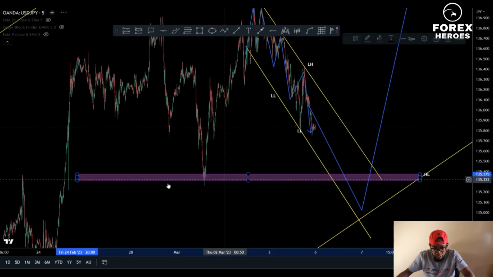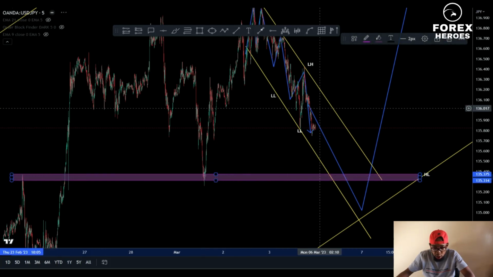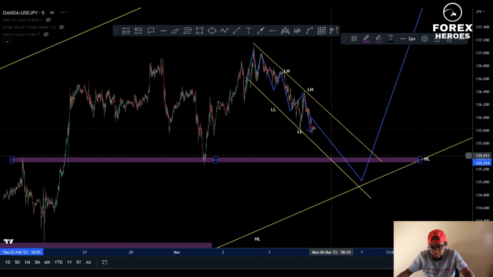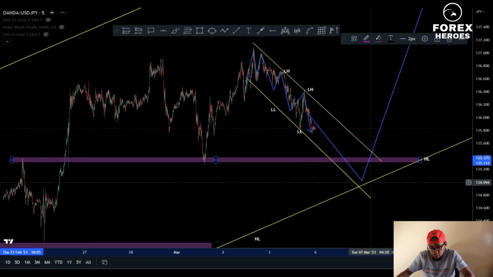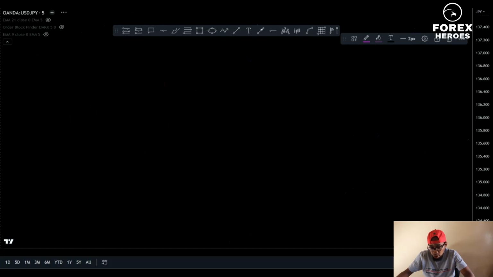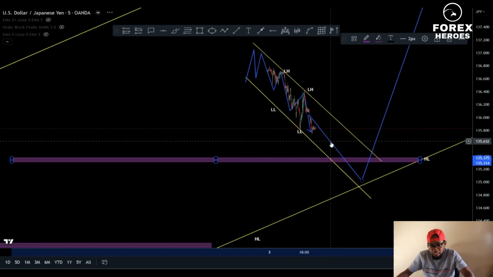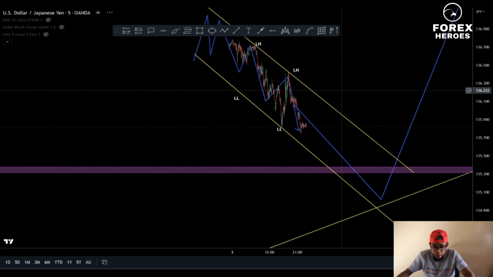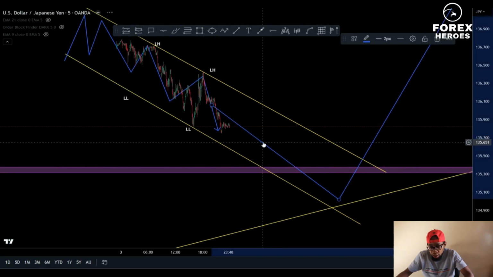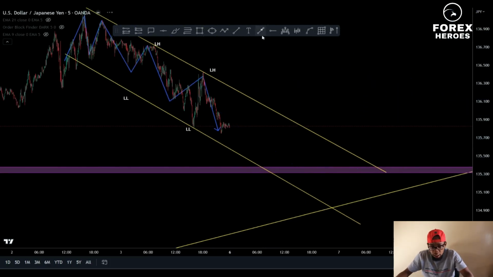This point is very much significant because I don't want to be caught on the wrong side. Hence, I'm saying I expect the market to reverse around here or reverse around this zone. So you need to be aware of what is currently happening in the market. So we have a chance of continuing with this.